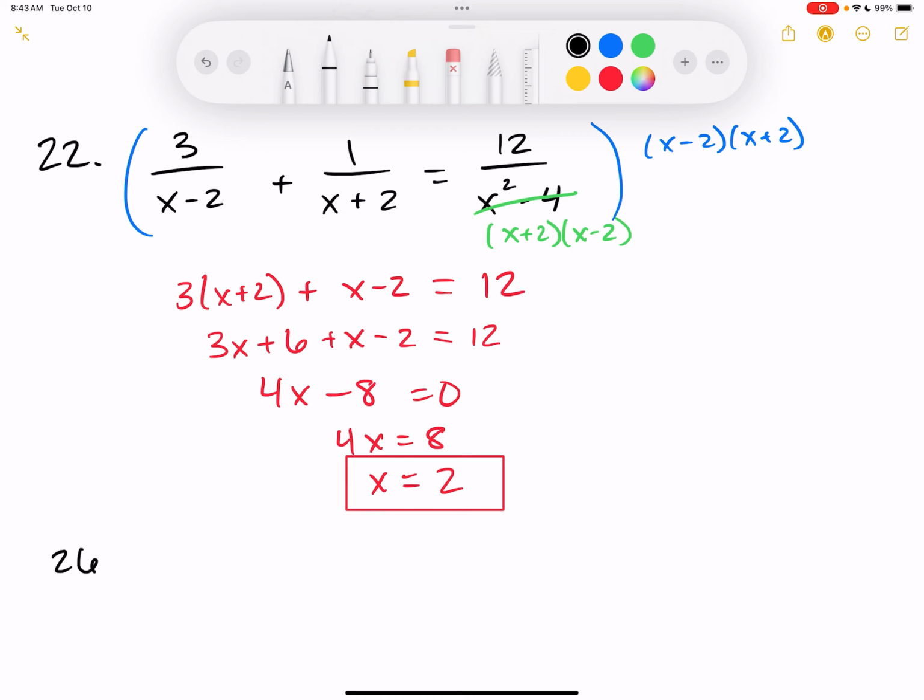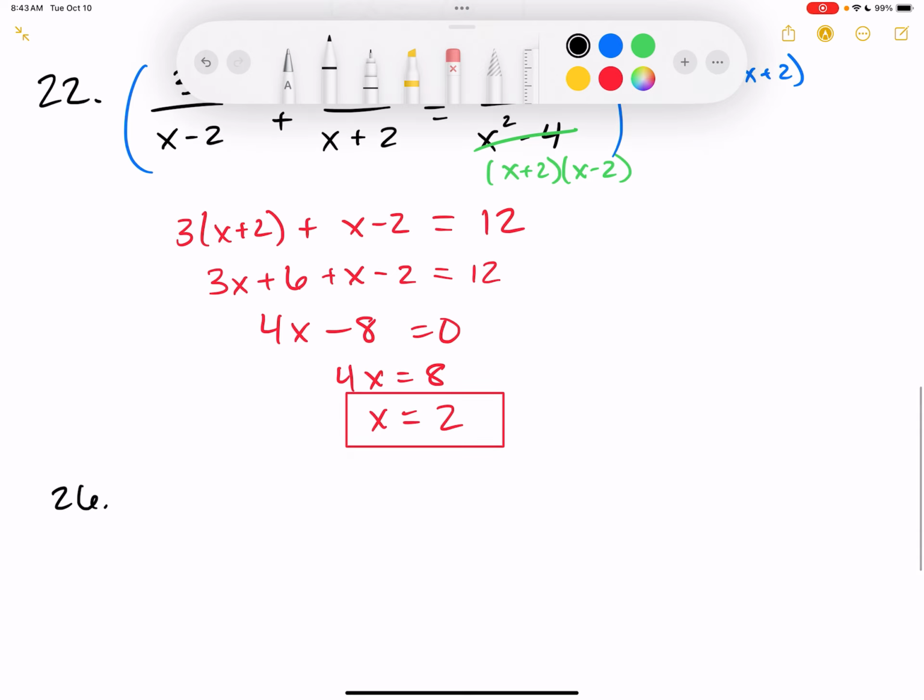26. We've got 4x plus 3 over x plus 1 plus 2 over x is equal to 1 over x squared plus x.